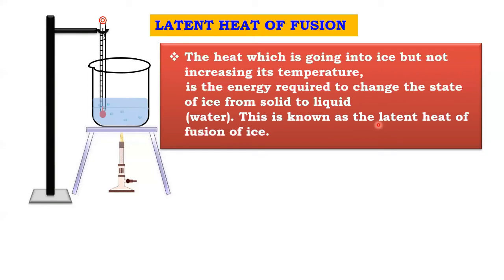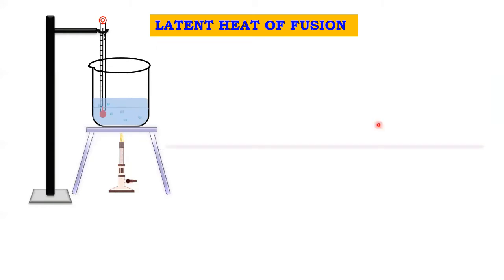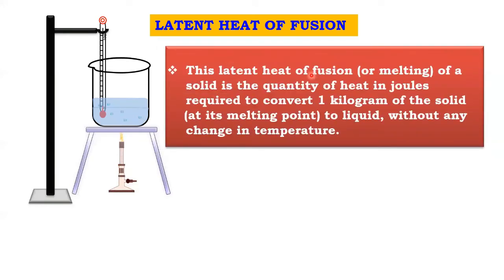What is this called as? Latent heat energy of ice. Okay, let's see. This latent heat of fusion of a solid is the quantity of heat in joules required to convert 1 kilogram of the solid to liquid without any change in temperature. Okay, समझ में आ रहा है? So 1 kilogram of solid which is at its melting point to liquid, right? So मतलब उसको melting point में होना चाहिए, 1 किलो का होना चाहिए, 1 किलो का मतलब आप जो भी मटेरियल की बात करें वो 1 किलो होना चाहिए. And इस amount of temperature हम लोग क्या कहेंगे? The latent heat energy of fusion.